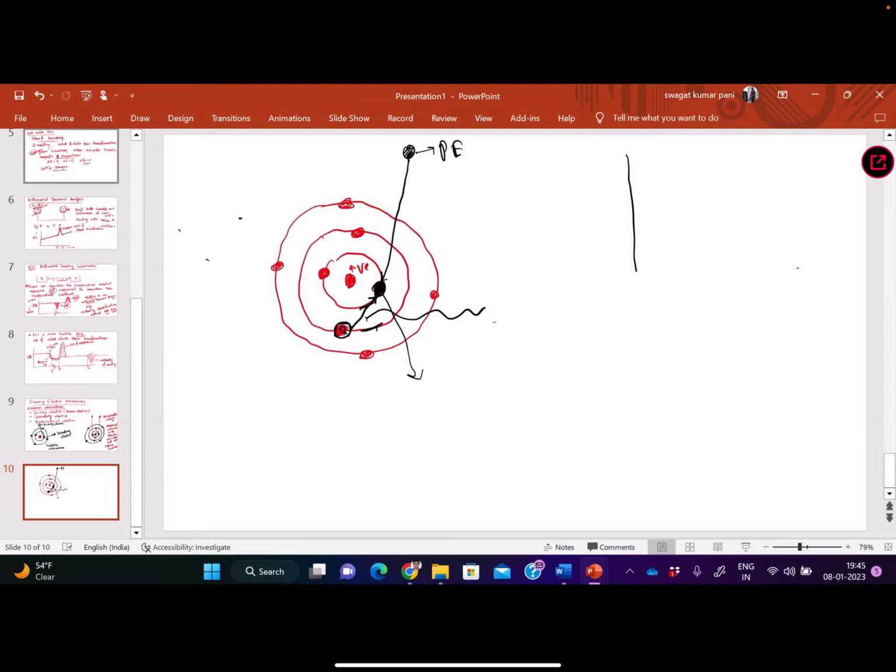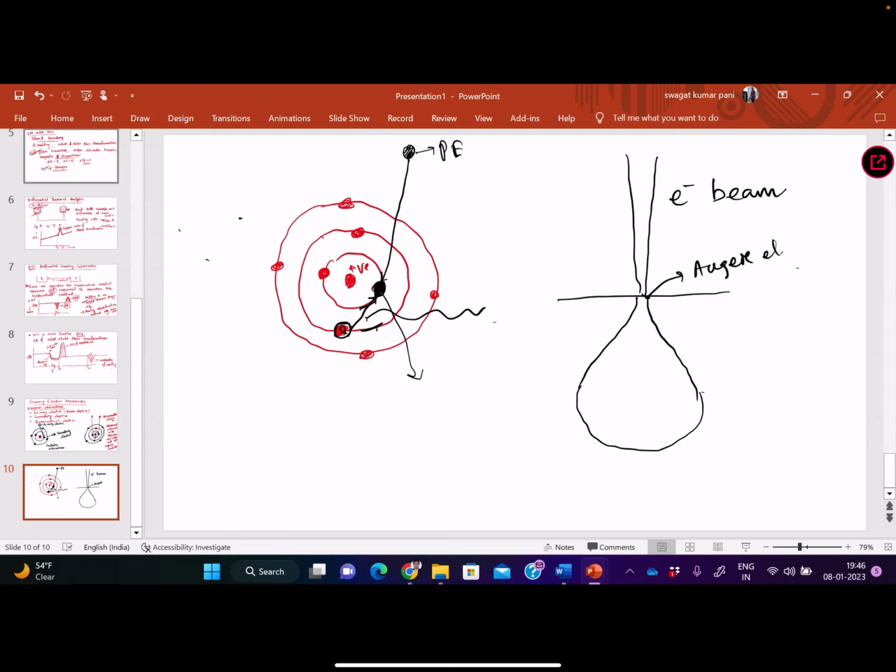So how does the electron beam interact with the sample? Okay, this is the electron beam. Then it will form a teardrop shaped volume. This is the sample surface. The interaction volume will be something like this. So from the top surface, about 5 nanometers deep, we have Auger electrons. These will be emitted. So what are these?